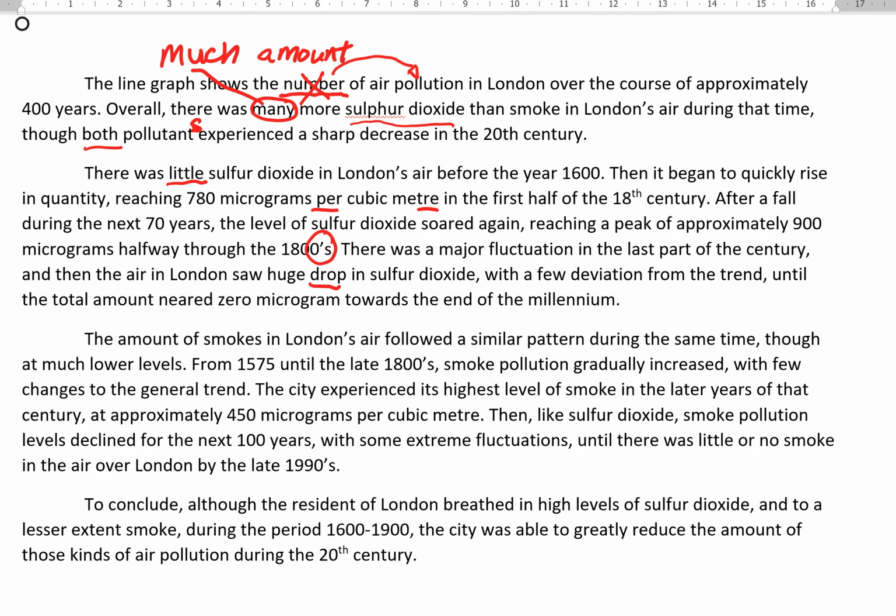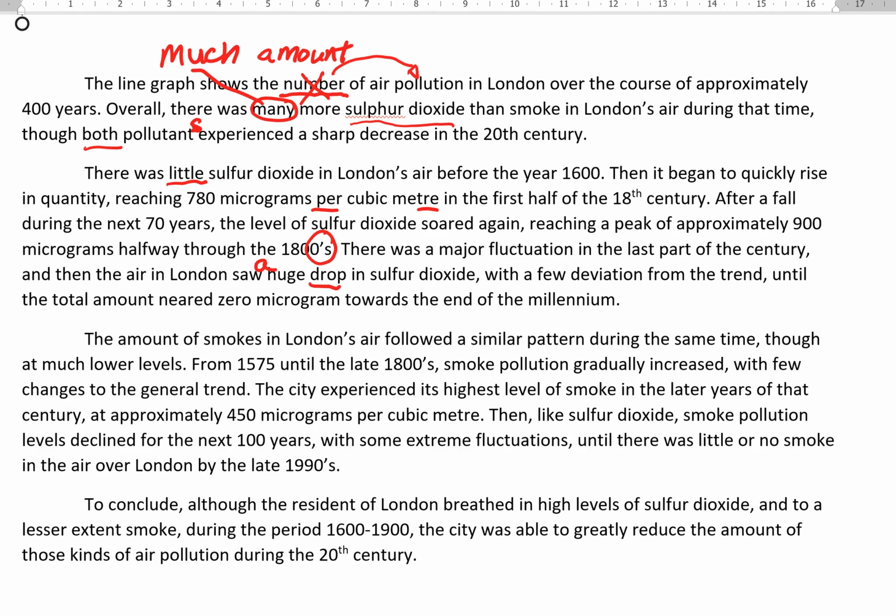We can talk about more than one drop. When you have a singular countable noun, then you need either a or the, and in this case a will do the trick. So the air in London saw a huge drop. So that's one kind of rule to remember, right? Singular count nouns generally need some kind of article in front of them, a or the. Alternatively, you could make them plural if it's okay, but here we need a singular, right?